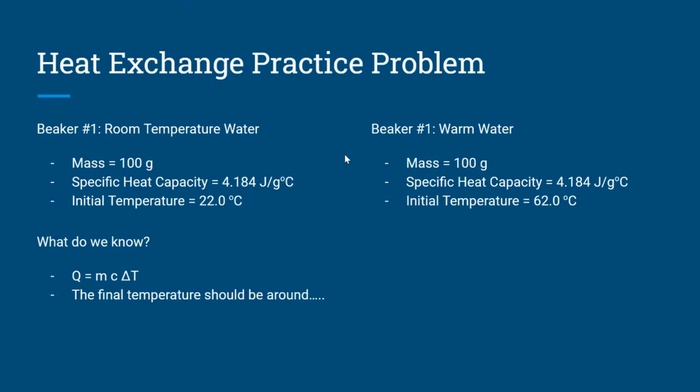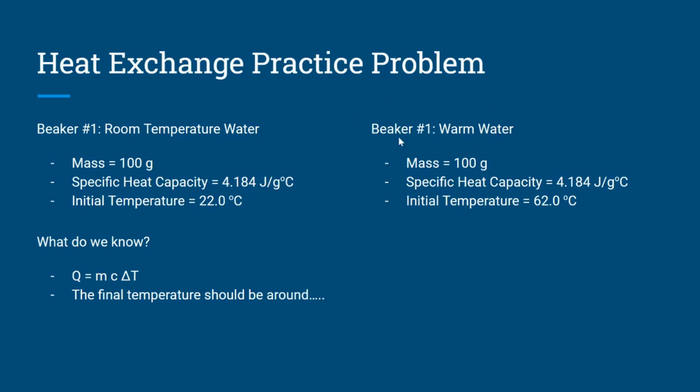We can actually take a look at this and use numbers to help us figure out what is going on. So we're going to do a heat exchange practice problem. Let's say that we have two beakers of water. We have one beaker of room temperature water, and a second beaker of warm or hot water. So let's say that beaker number one has a mass of 100 grams. Its specific heat is 4.18 because it's liquid water. And let's say that its initial temperature is about 22, which is close to room temperature.